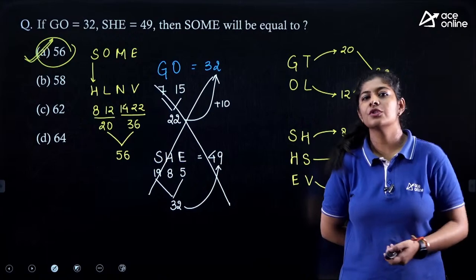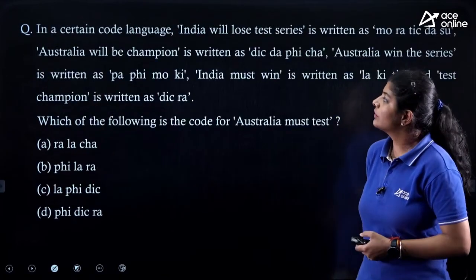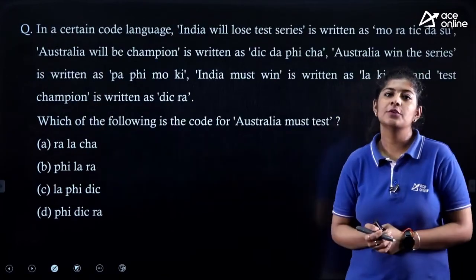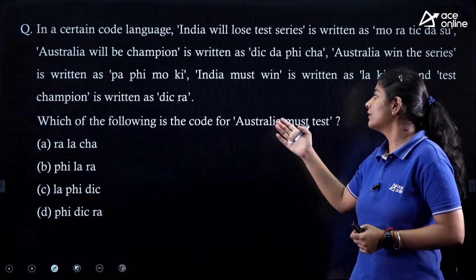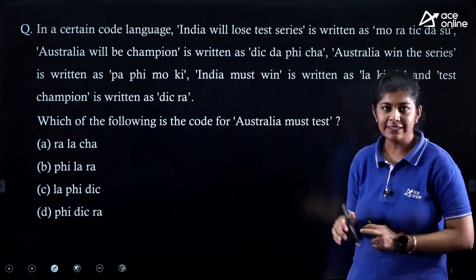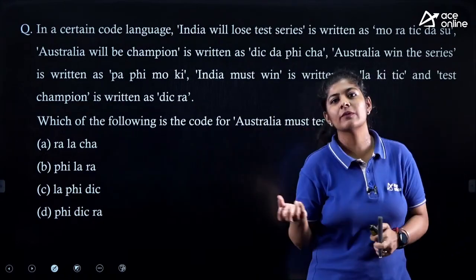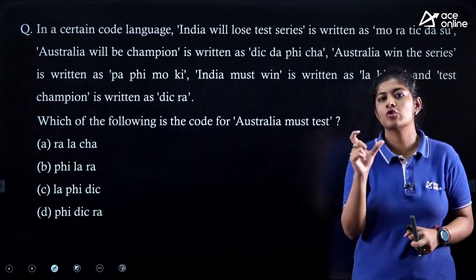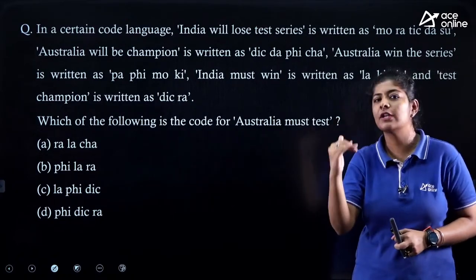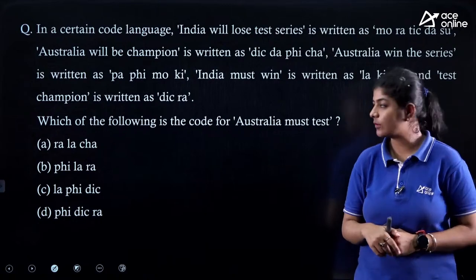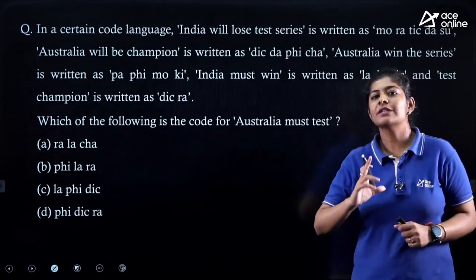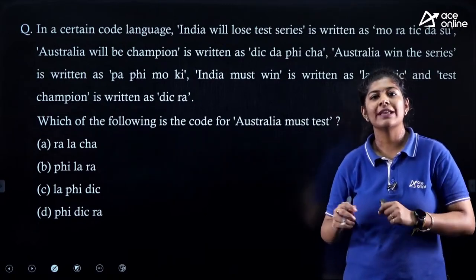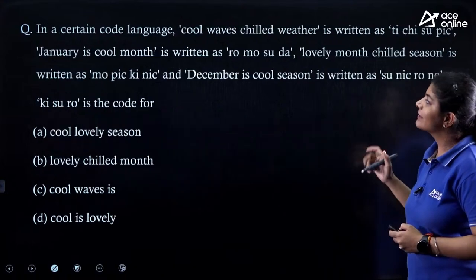Now there are two questions for your homework. This is the first one, where you simply need to find out the code for the Australia must test. Again, we know that whenever we have such kinds of questions, we need to focus on the most common word that we are having and accordingly find out the codes, right? So you can pause this video over here and take a screenshot, and this is the second one.